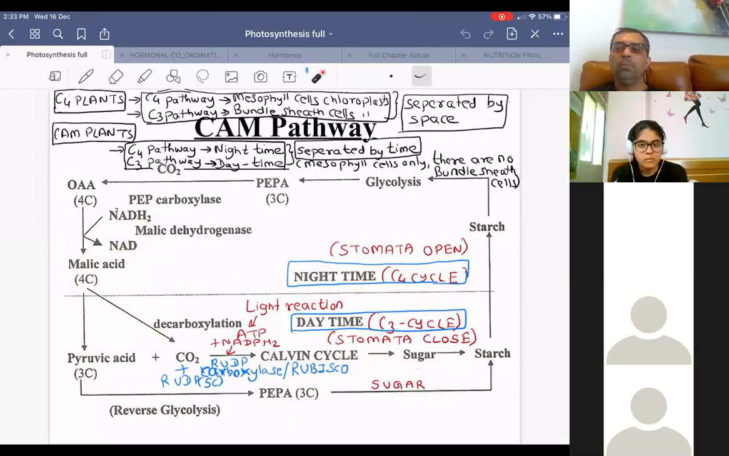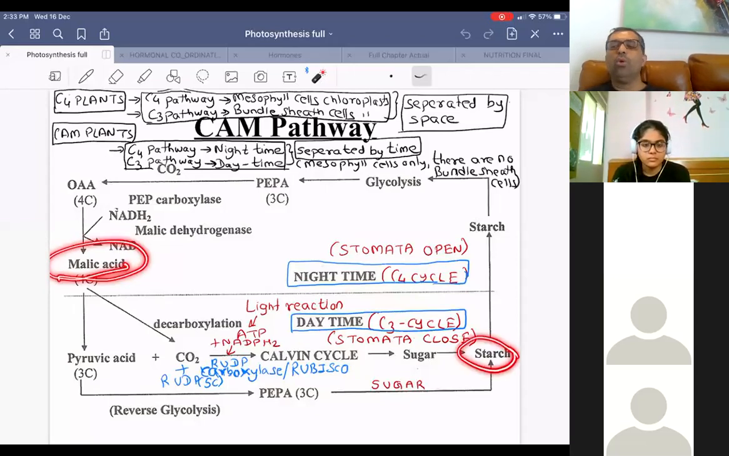So can we say that a difference between the C4 pathway and CAM pathway is that PEP is formed twice in the CAM pathway? Yeah, you can say that. The main difference, of course, is that at night acid level goes high, and in daytime acid level goes low and starch level goes high. Okay, sir. When is the C4 cycle taking place? The C4 cycle is taking place at night time. When is the C3 cycle taking place? The C3 cycle is taking place in the daytime. That is the main point.